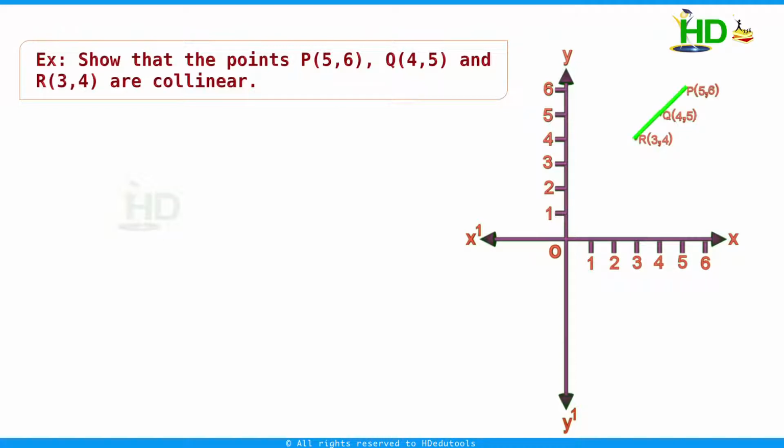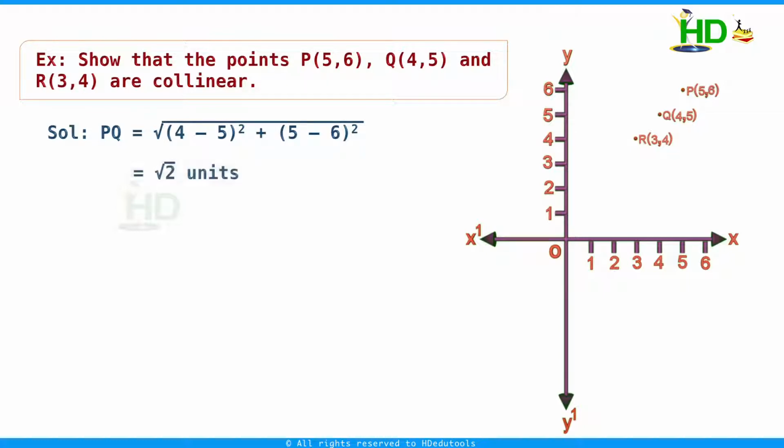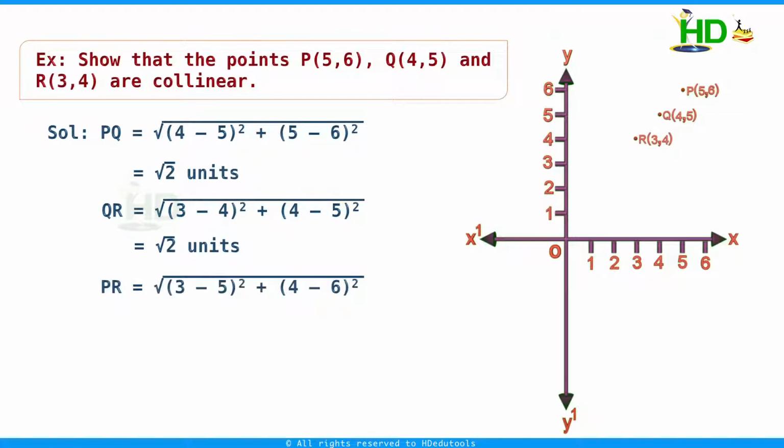if the sum of two lengths is equal to the third length. For this you find the values of PQ, QR and PR. PQ means the distance between P and Q, that is between the points (5,6) and (4,5). This is nothing but the root of (4 minus 5) whole square plus (5 minus 6) whole square. On simplification, this is root 2 units. And QR is also root 2 units. And PR is the root of (3 minus 5) whole square plus (4 minus 6) whole square. This is root 8 units, or 2 root 2 units.